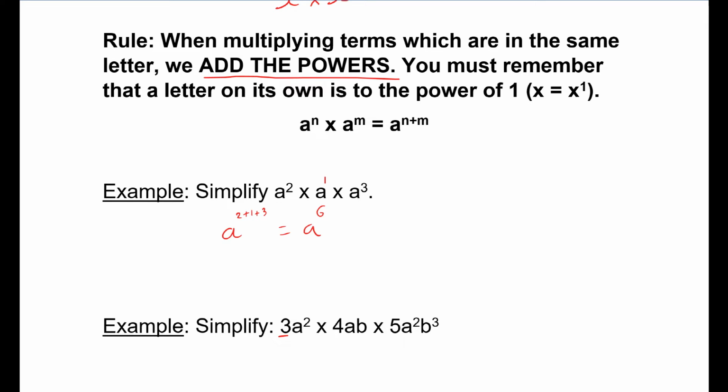You multiply the coefficients first, that's the numbers, the big numbers in front of the letters. 3 times 4 times 5, which is going to be 60. We then consider the a squared terms, or the a terms. So a squared, a squared, because all I'm doing is multiplying. A squared times a squared is going to be a to the power of 5. B times b cubed is b to the power of 4.